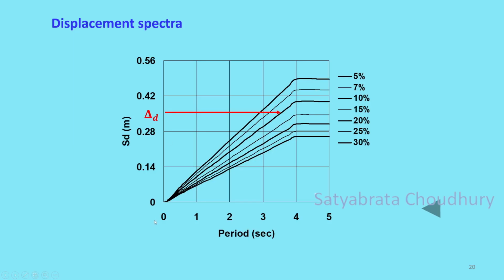from delta D. This vertical axis is spectral displacement, so this is giving you the displacement, and delta D is also a spectral displacement because it is displacement of the single degree of freedom system. Now you go vertically downward and come here, so it is 3.5 second. This axis is the time period axis, so 3.5 second is the effective time period of your equivalent single degree of freedom system. So this is the way we get the equivalent time period.